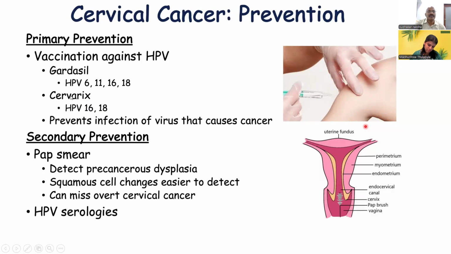So this Cervarix is a bivalent vaccine. It acts against types 16 and 18. This Gardasil acts against four variants, so it is a quadrivalent. But 6 and 11 are less harmful. So it prevents the infection of the virus causing the cancer.